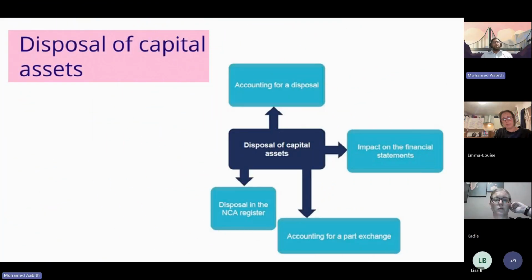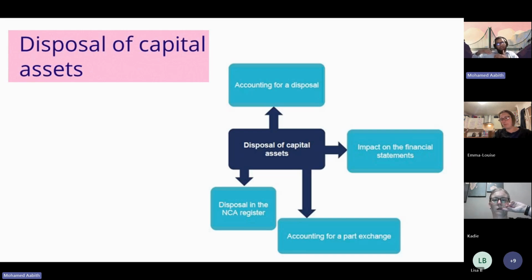Looking into what we call disposal of capital assets, or another name is non-current assets. So we have to find out what is a non-current asset. What are we calling disposal? It's not like we're throwing that in the recycling bin. It is basically disposing it from your books.